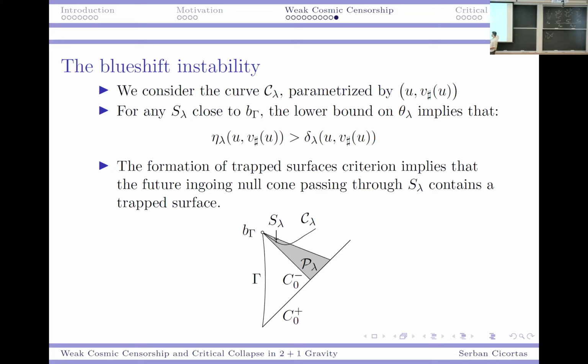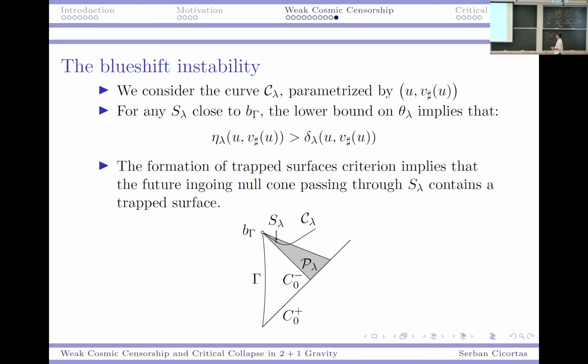All I'm showing is that I entered the regime in which I apply this formation of trap surface criterion, and my trap surfaces should really form out here. And of course, I can now prove, I did this for any sphere. So as this gets closer to B gamma, I get trap surfaces closer and closer to B gamma. So that means that I get a space-like singularity at the end of the day. Okay, so these are the main points of the proof of cosmic censorship.